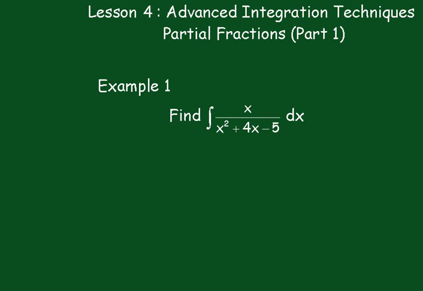Lesson 4, Advanced Integration Techniques, Partial Fractions, Part 1. Example 1: find the integral of x over x squared plus 4x minus 5 dx. Now what we need to do here is to factorise that bottom line. So the integral becomes the integral of x over x plus 5 times x minus 1 dx.